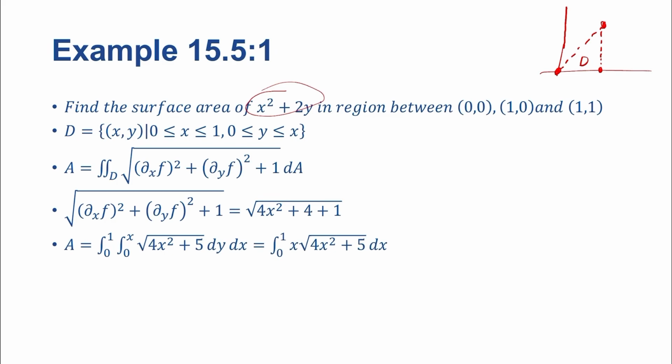Now, if I do that integral and perform the fundamental theorem of calculus, I get an integral between 0 and 1 of x times the square root of 4x squared plus 5 dx. A simple u-substitution will take care of that, giving us 1/12 times (27 minus 5 root 5). Okay, so that's one example that we can have.